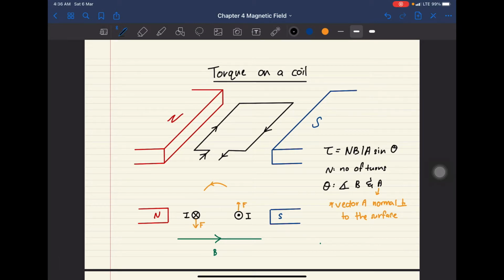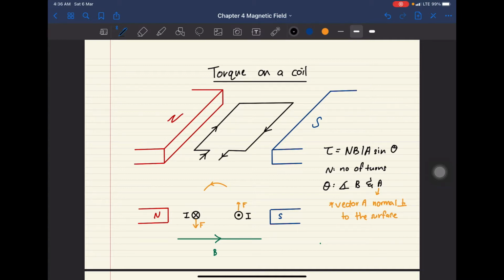So in this video we discuss torque on a coil as well as some of the applications for this chapter. For torque on a coil, if you have a magnetic field and a current carrying conductor sitting in between the magnetic field, you will expect to have a force. The force that actually helps the object to turn is what we call a torque.